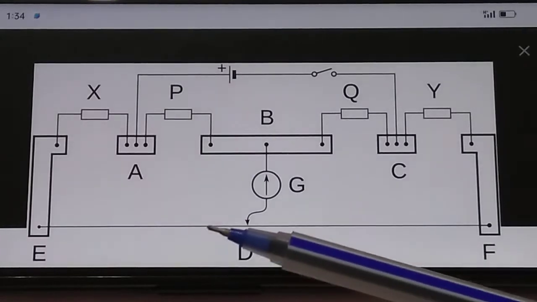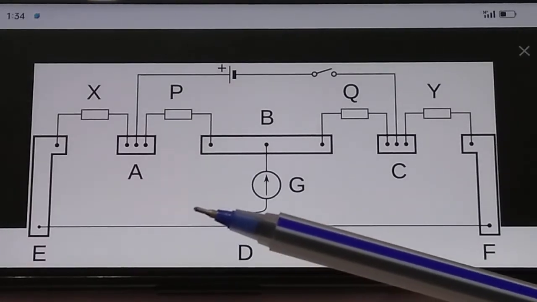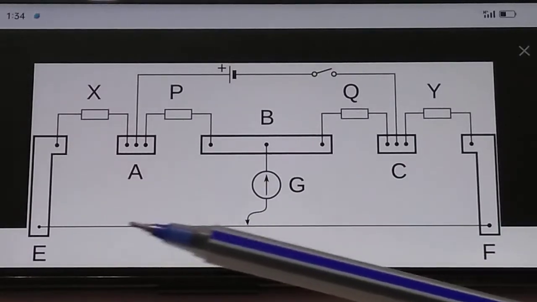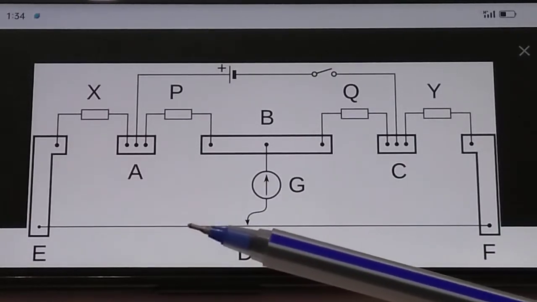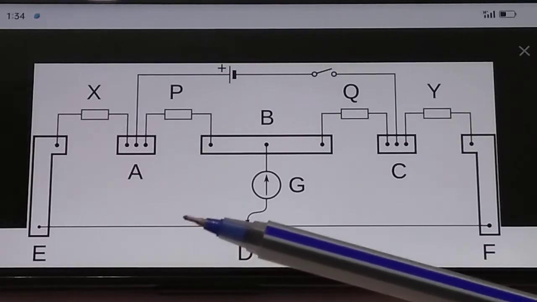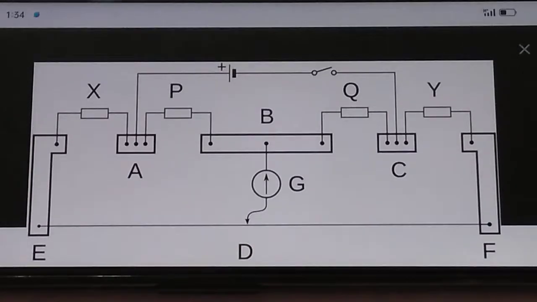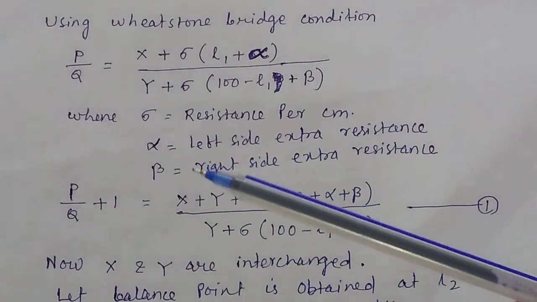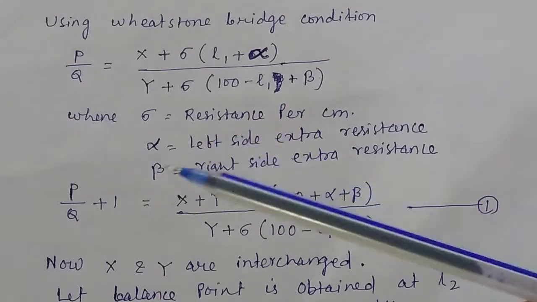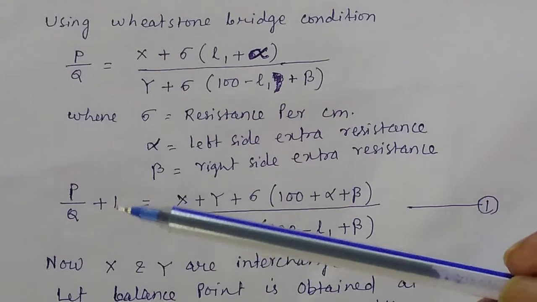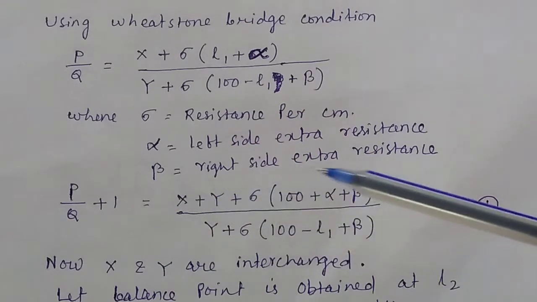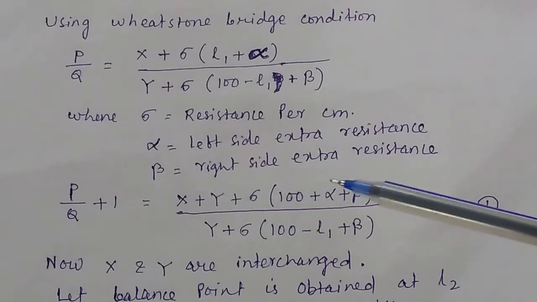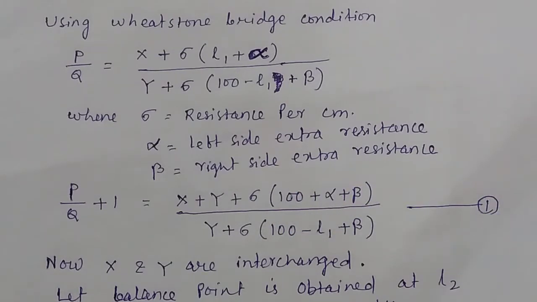Okay. So in this experiment, you need this value of L1. You need not measure the values of alpha and beta. In this equation, if you add 1 to P by Q, then this will be the value on the right hand side. So suppose this is equation number 1.